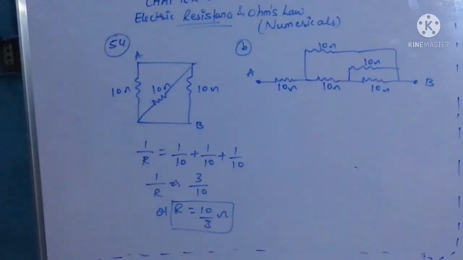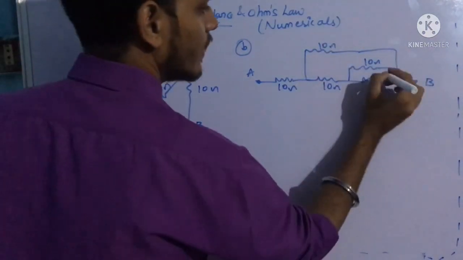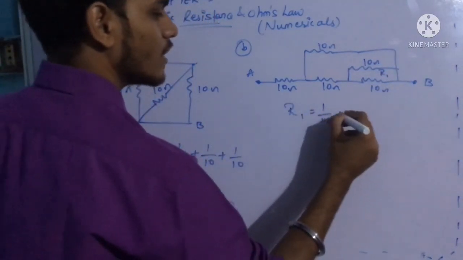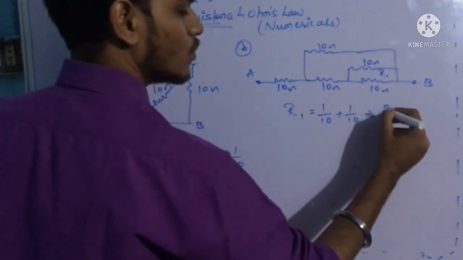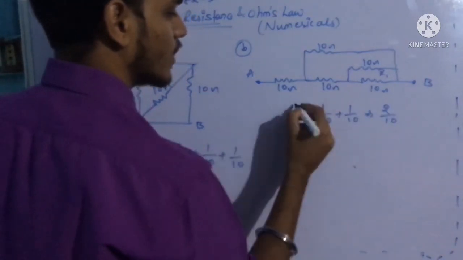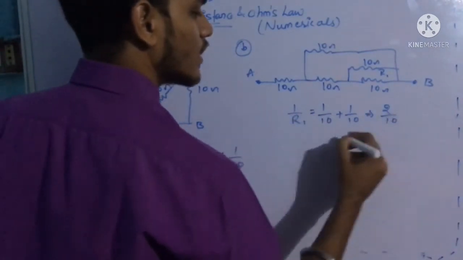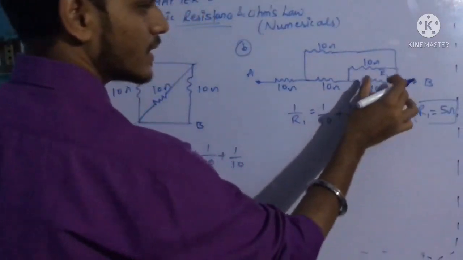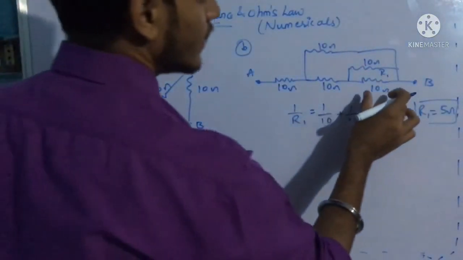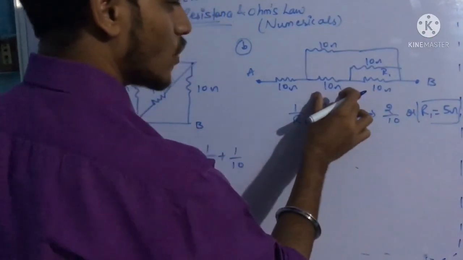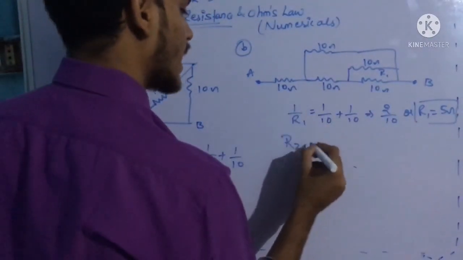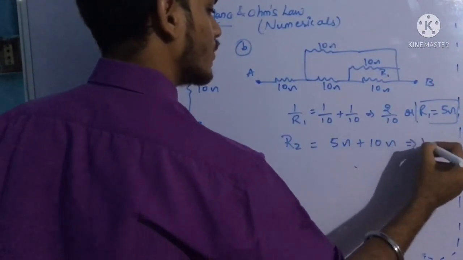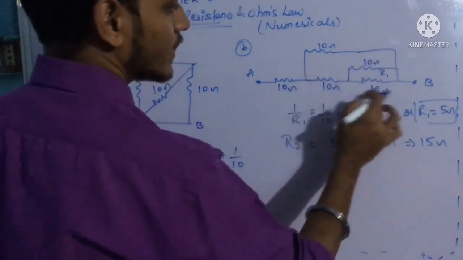Okay. So first of all, these two are in parallel. So we will name it as R1. So 1 upon R1 will be equal to 1 upon 10 plus 1 upon 10, which is equal to 2 upon 10, or R1 will be equal to 5 ohm. Means the equivalent resistance here is 5 ohm. Now this resistance, that is 5 ohm, and this resistance 10 ohm are in series. So we will name it as R2. R2 is equal to 5 ohm plus 10 ohm, which is equal to 15 ohm.